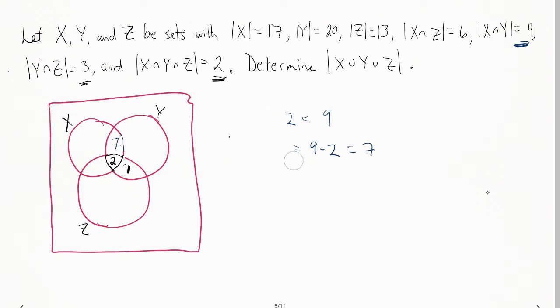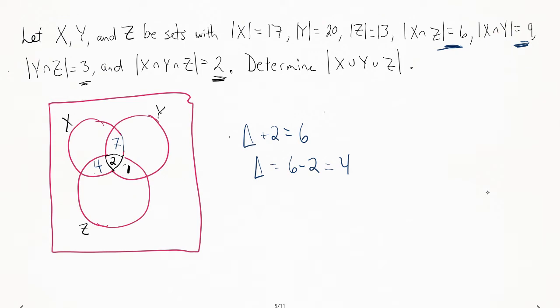In a similar manner, we have x intersects z equals 6. So let's put triangle. We know triangle plus our 2 equals 6. If we solve for the triangle right there, triangle equals 6 minus 2, so that equals 4. And if we put that in there, we get 4. Now here's where things get fun.